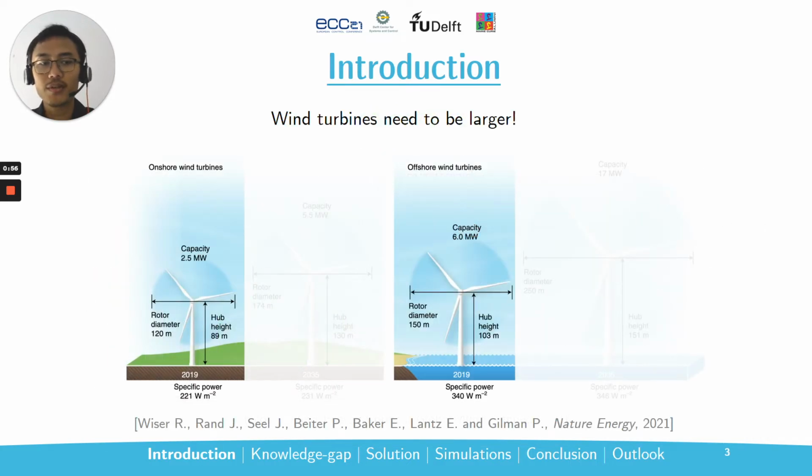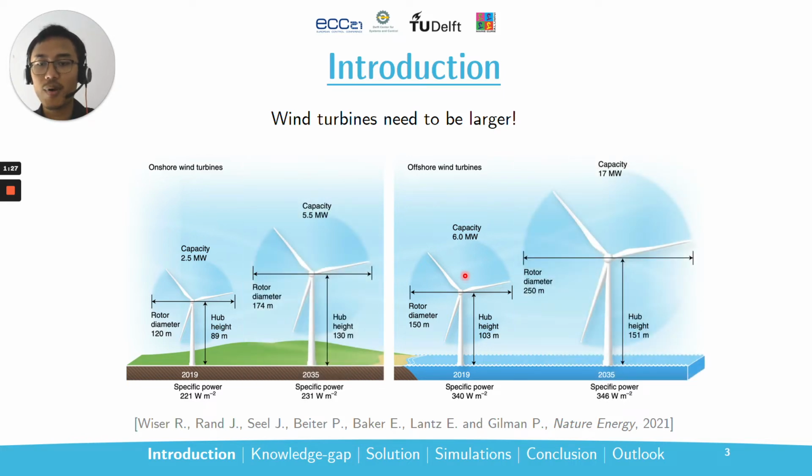In order to achieve that, we need our wind turbines to be larger. These days, for example, we have on average 2.5 megawatts of wind power for onshore sites and 6 megawatts for offshore sites. As we can see here, the rotor diameter for onshore is about 120 meters and the hub height is about 90 meters, while for offshore, the rotor diameter is about 150 meters and the hub height is about 103 meters. But in the future, we'd like to capture more energy, more power.